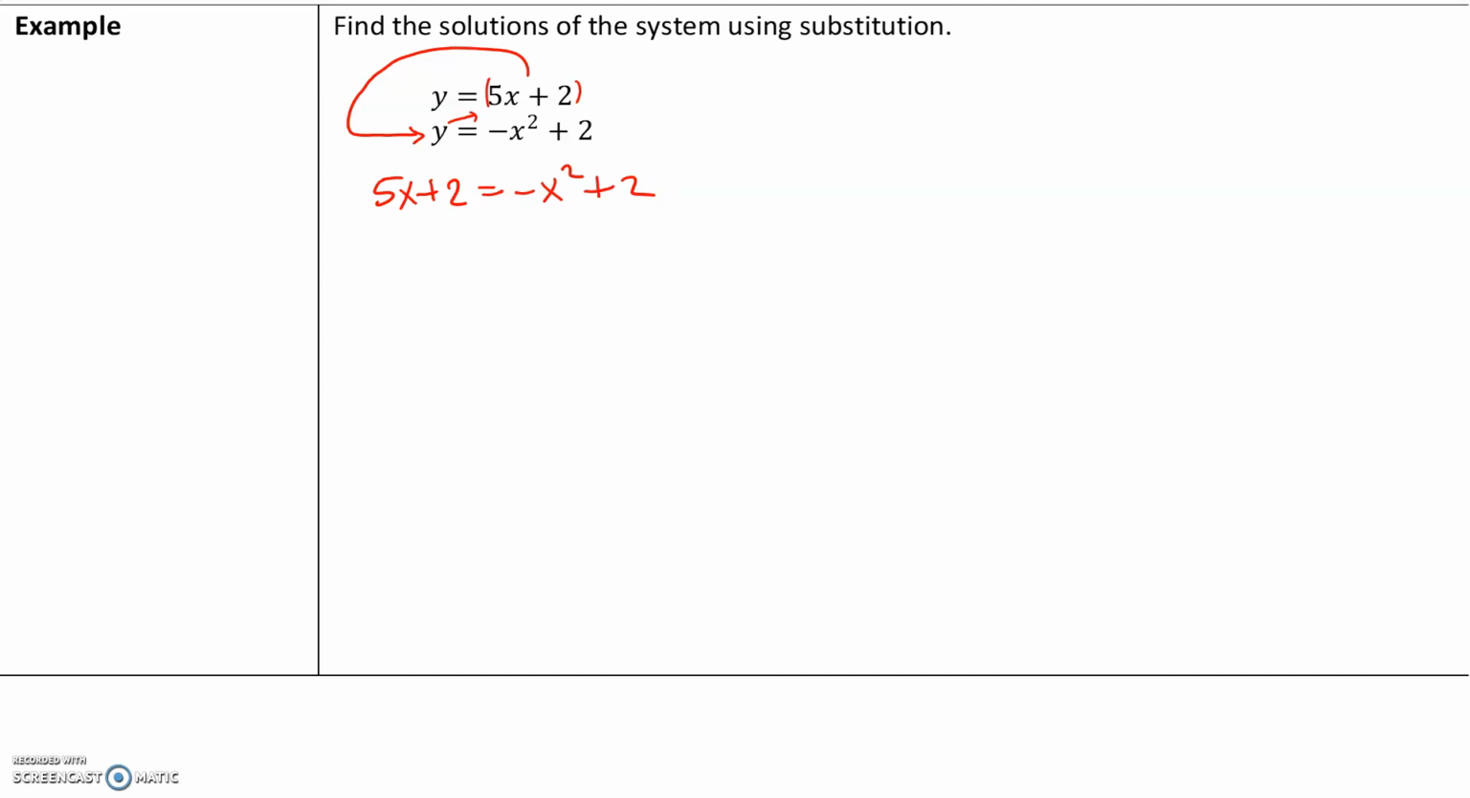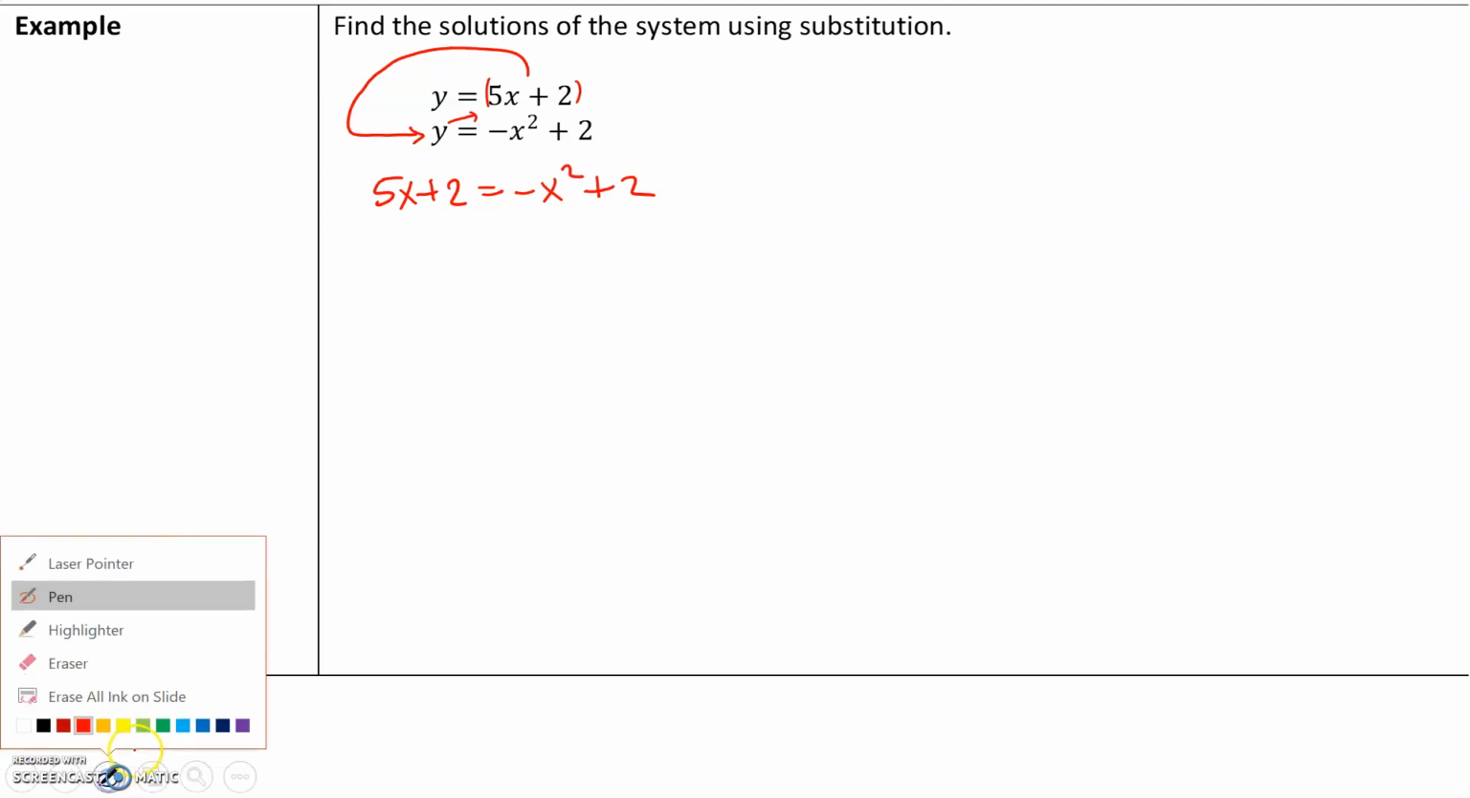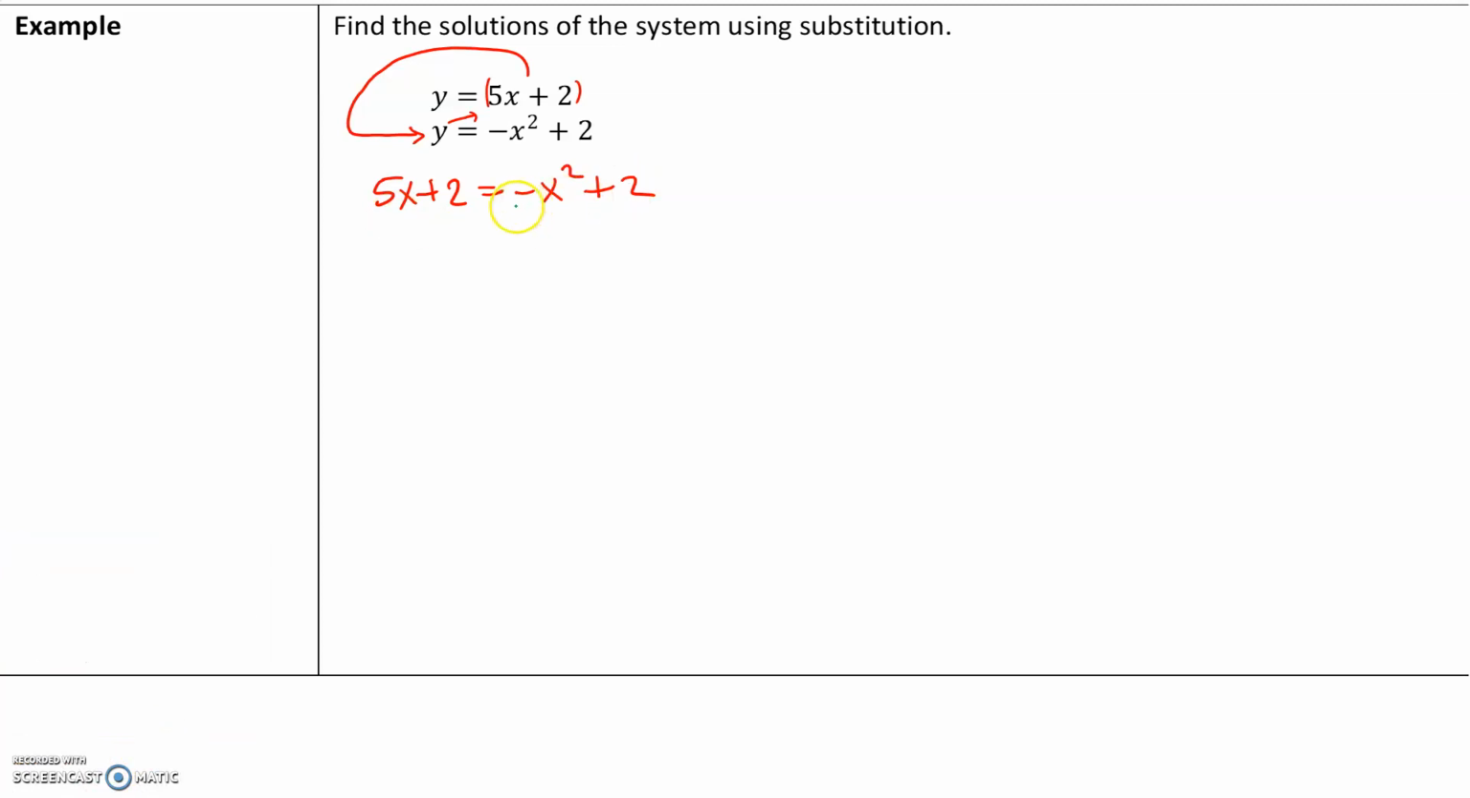When I have a quadratic equation, I need to move all terms to one side. And I want to keep the x squared positive. So instead of moving everything to the right, because I want to make the x squared positive, I'm going to add the x squared, and I'm going to subtract the 2. So same thing over on this side. I'm going to add the x squared, and I'm going to subtract the 2.